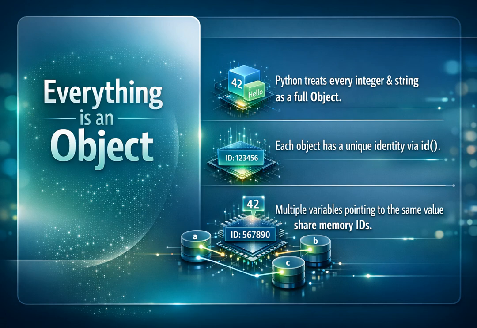In Python, everything is an object. Every value, whether a number or a string, is stored as an object in memory. Each object has a unique identity that can be checked using the id function. Two variables pointing to the same value will often share the same identity.